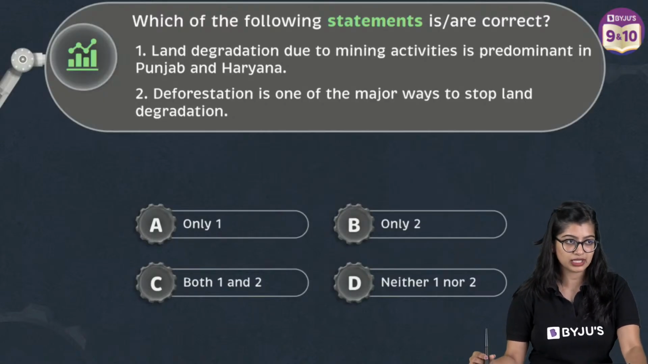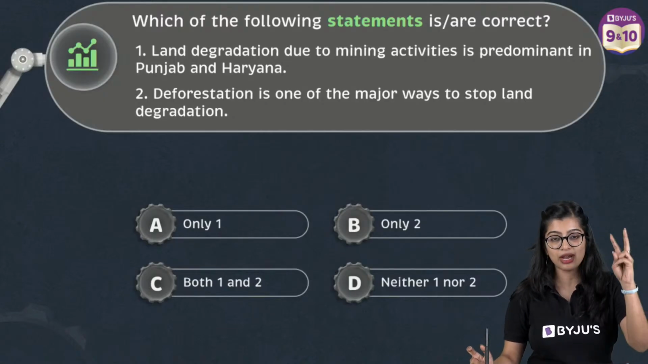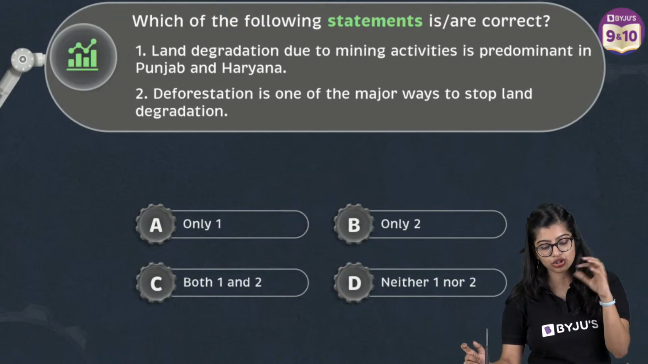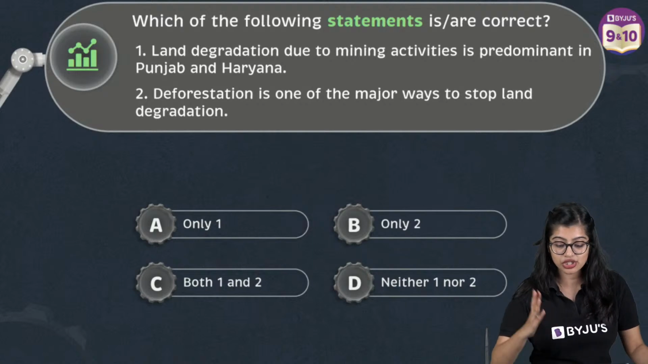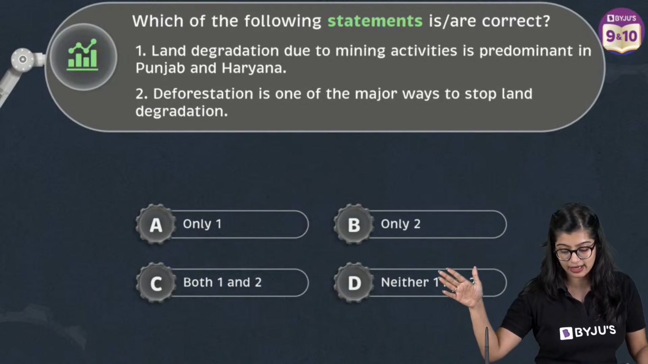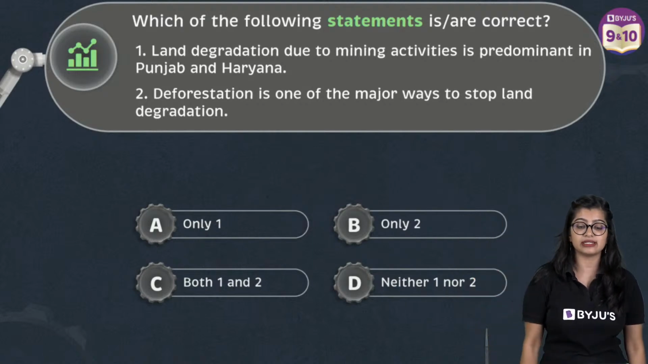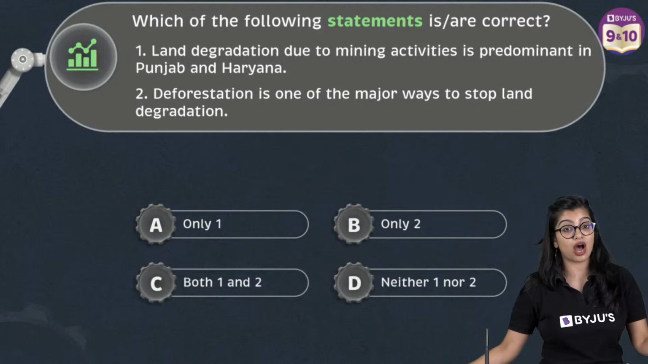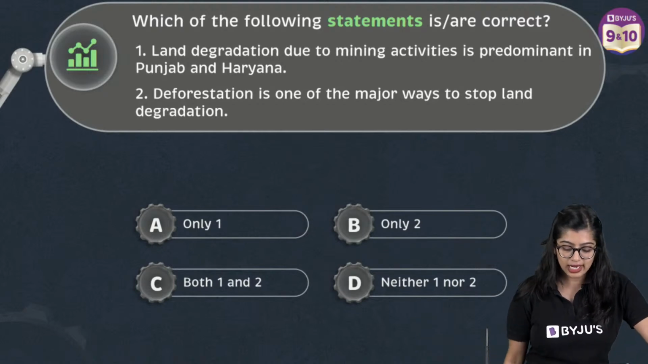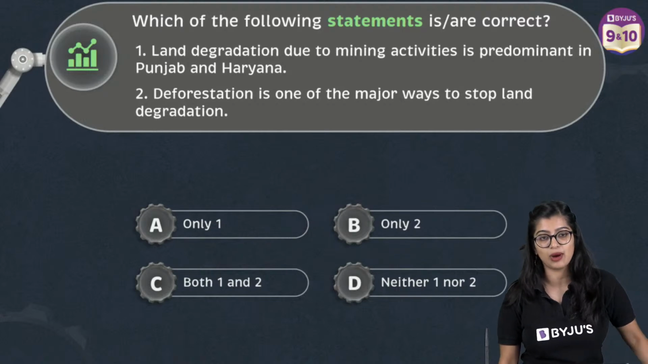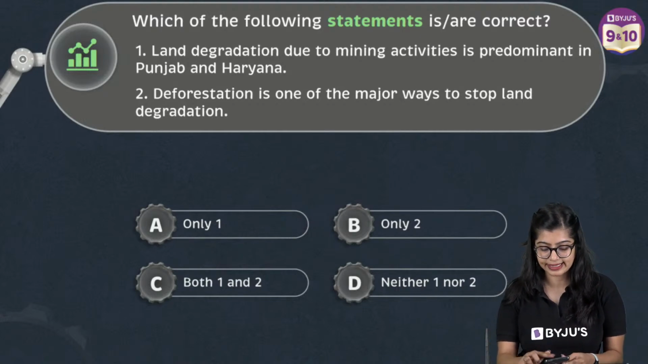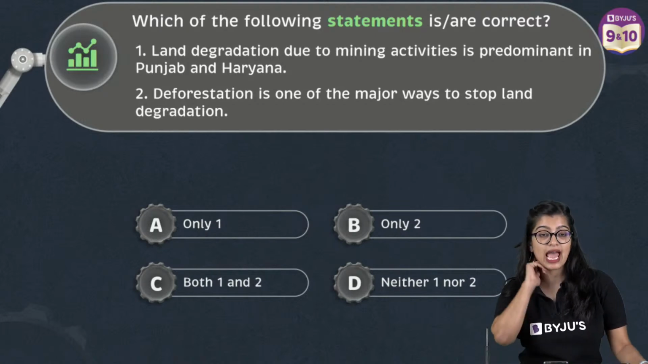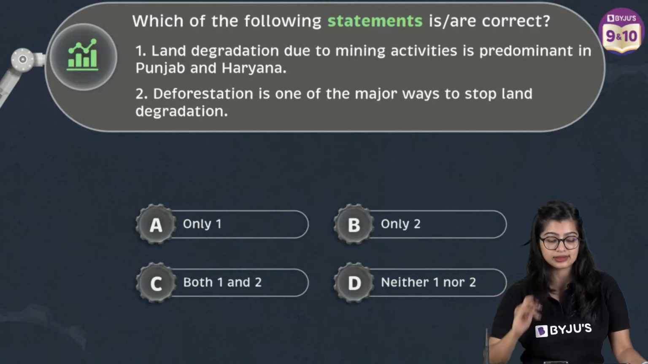Can we have the poll please for them? A, B, C, D. So again you have two statements. Land degradation due to mining activities is predominant in Punjab and Haryana. Deforestation is one of the major ways to stop land degradation. Which among these statements are correct? Only one, only two, both 1 and 2, or neither 1 nor 2? What do you all think? This is very easy, right? Very simple and easy for all of you students.